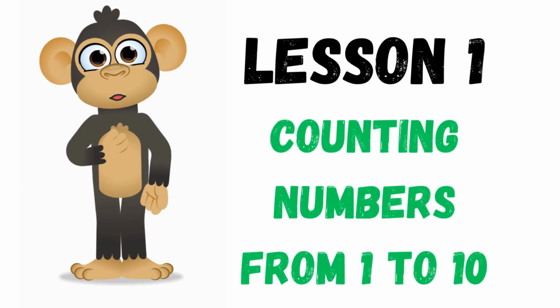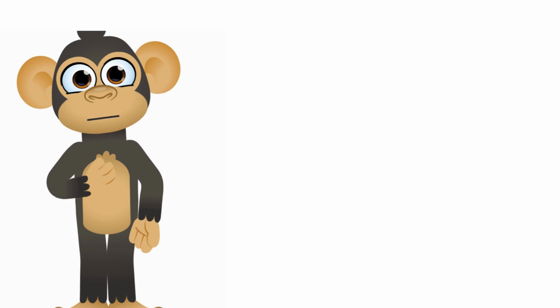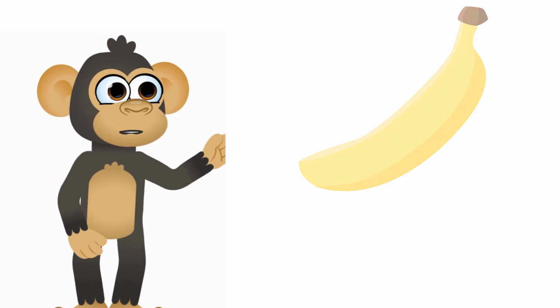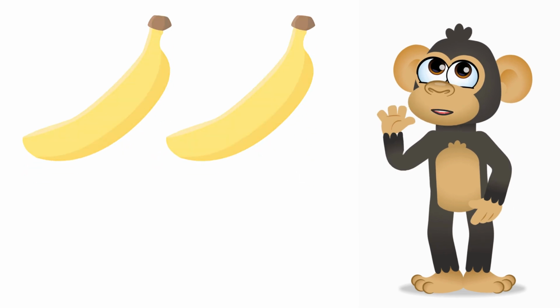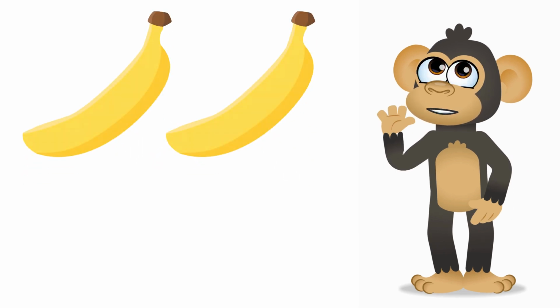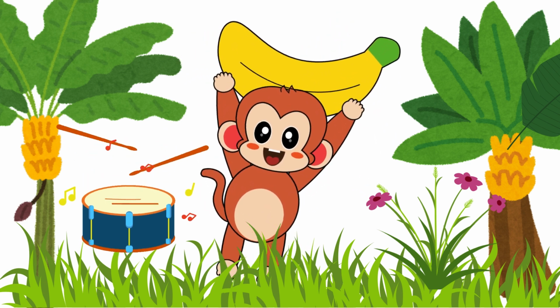Lesson 1. Counting numbers from 1 to 10. Let's start counting how many bananas we have. That's right, 1 banana. Now, look at these 2 bananas. Can you count them with me? 1, 2. Yeah, let's dance with me and count again.